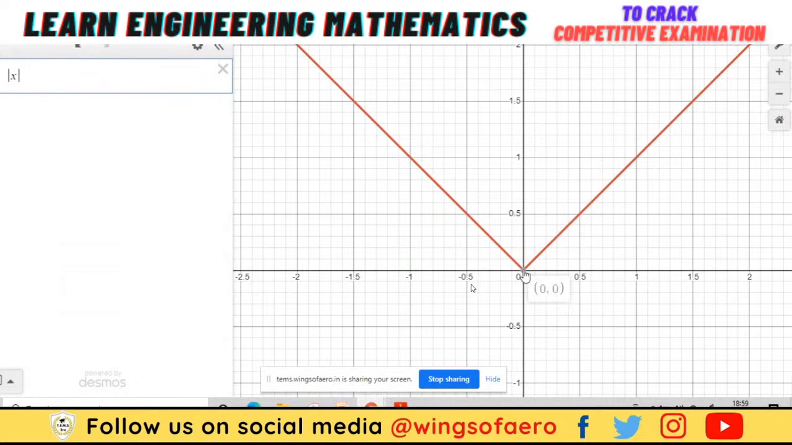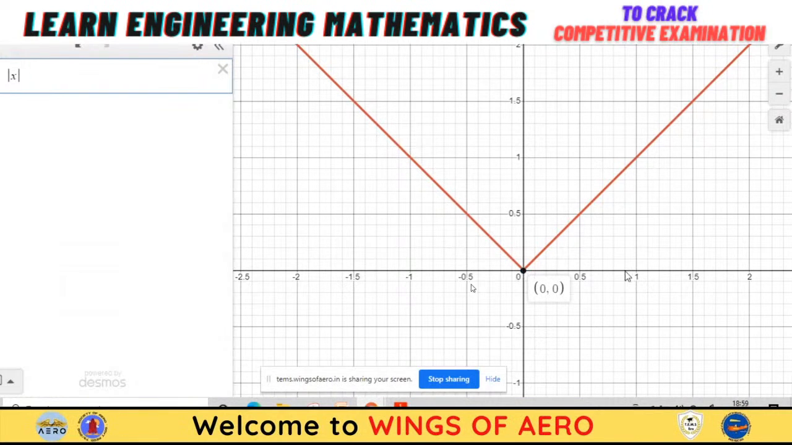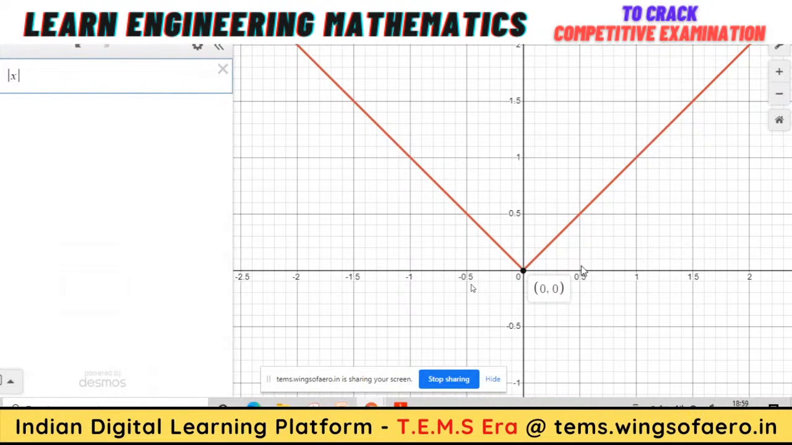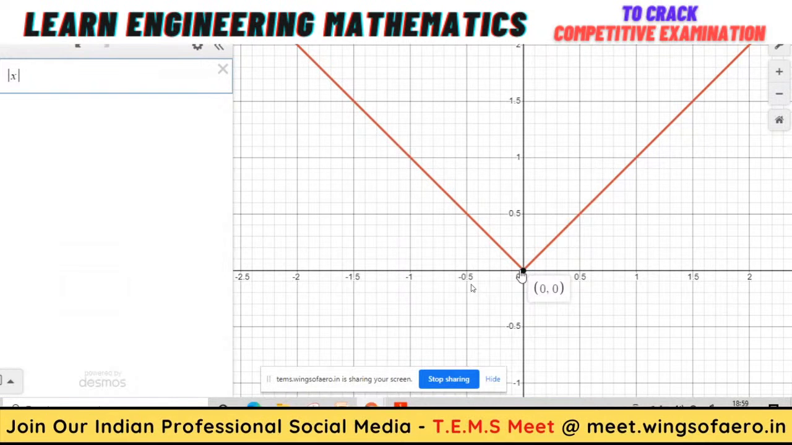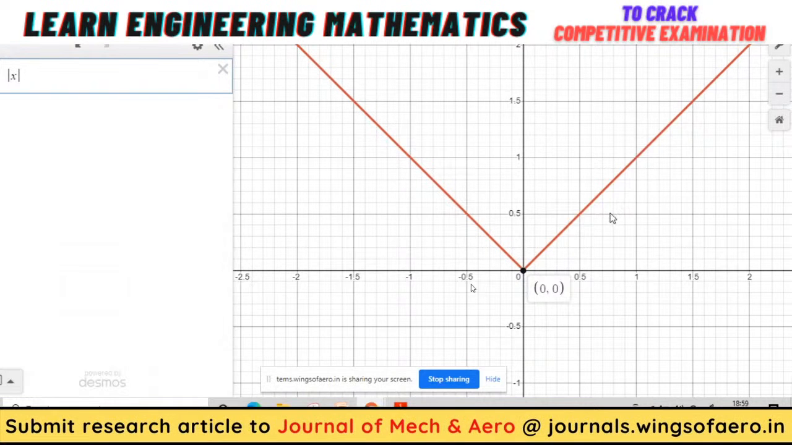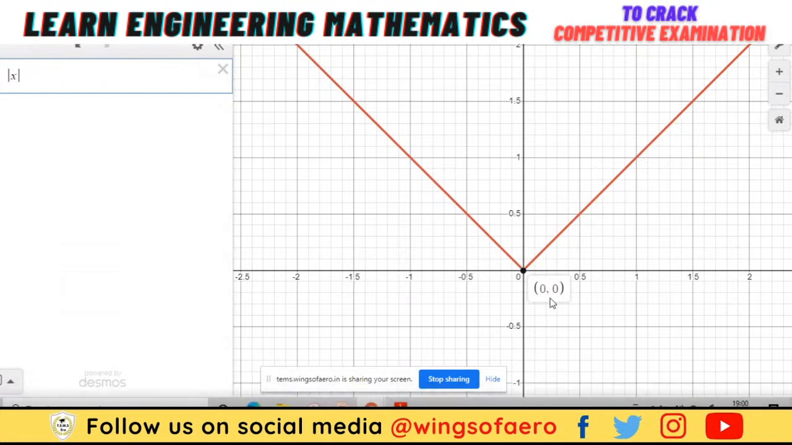This is the mod x function, and look at the 0 point. At the 0 point, the function is continuous but not differentiable. So remember this technique. You don't have to solve it or find the limit. Always, any mod function's structure will be this V-shaped function. Always. Only this point will change.